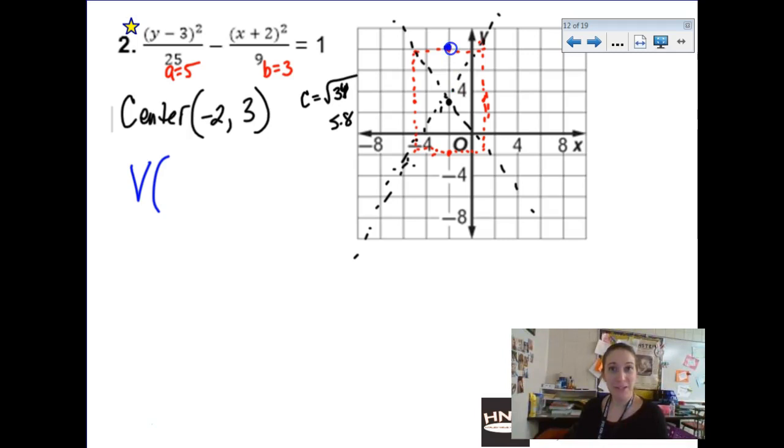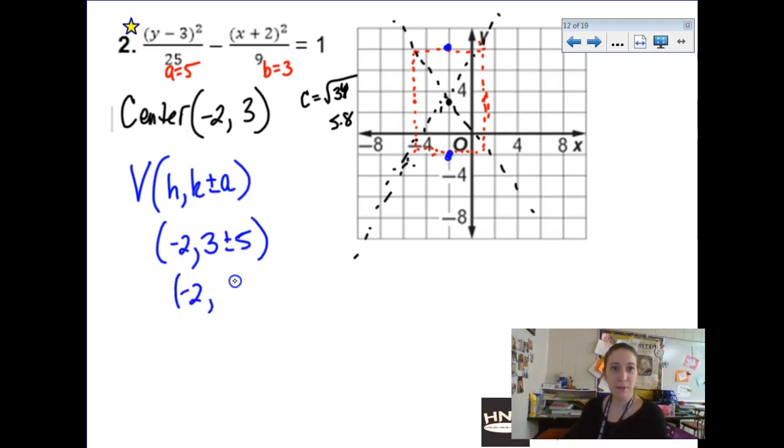Alright, let's get these vertices down. We already know where they're at. They're right here and they're right here. But the formula for the vertex, our vertices here, would have been h, k plus and minus the a value. So for us, that would have been -2, 3 plus and minus the a value is 5. So -2, 8. Got it. And -2, -2. Got that one as well.